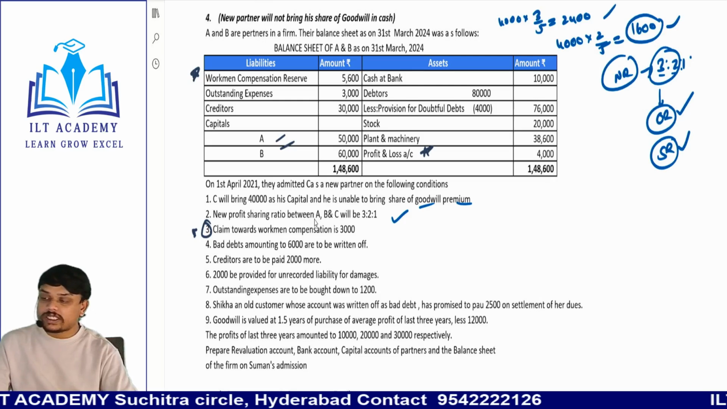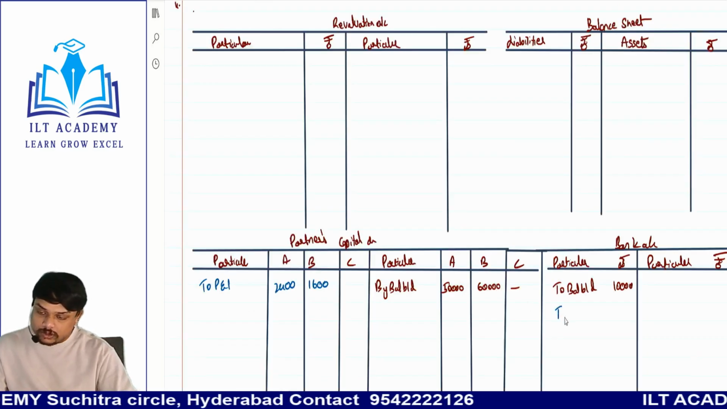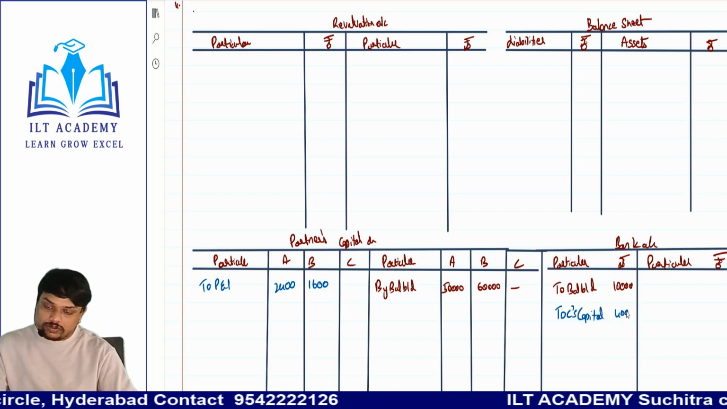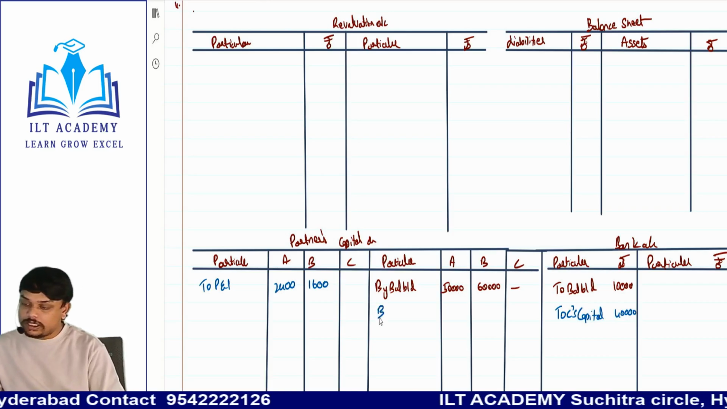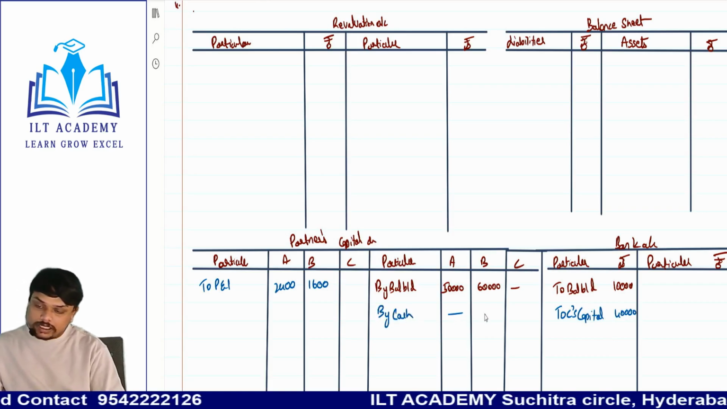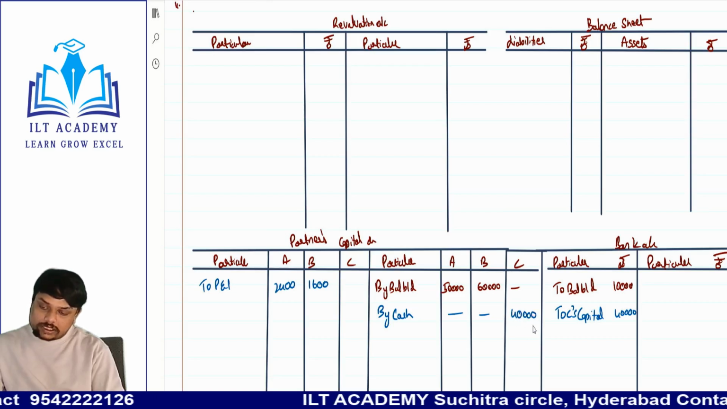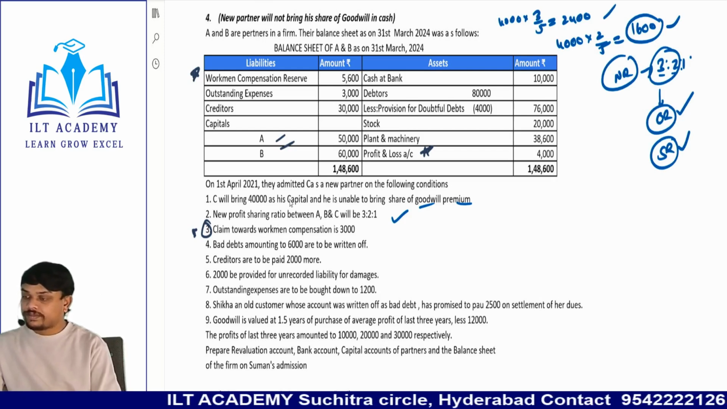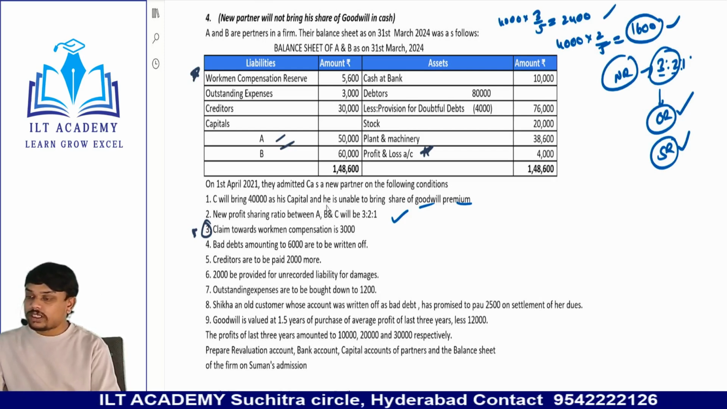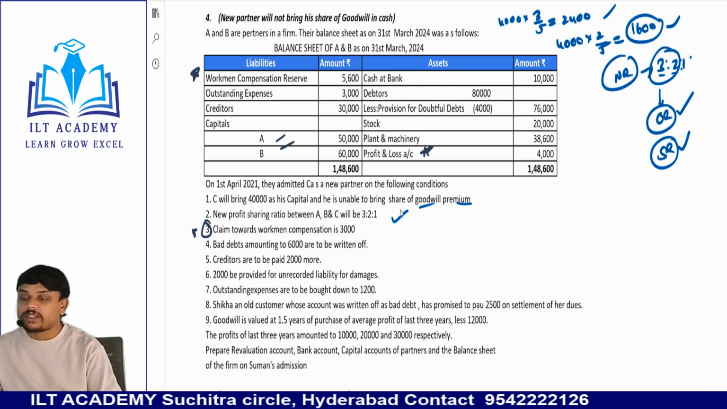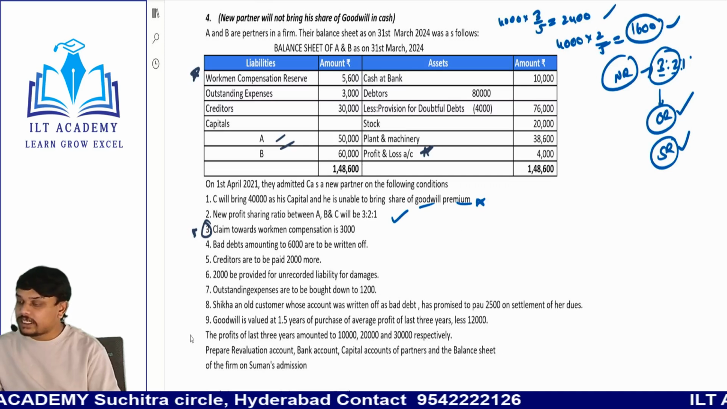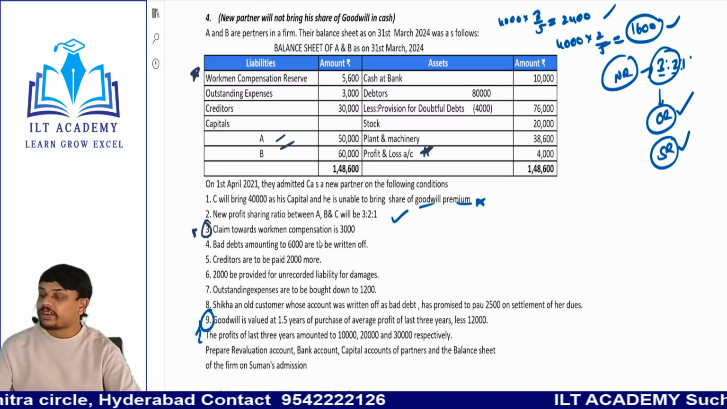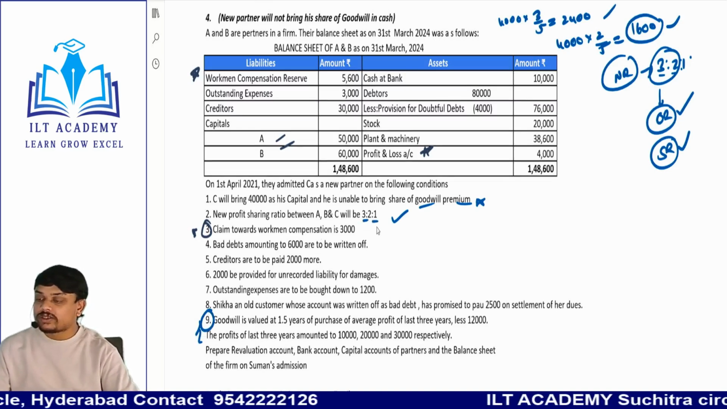He will bring 40,000 as his capital. Capital 1,000, and here you are going to write by cash, again 40,000. Now coming to goodwill. He was unable to bring his share of goodwill premium, and here the information is given with respect to goodwill. There we will add this point, not an issue. New profit sharing ratio is 3:2:1.